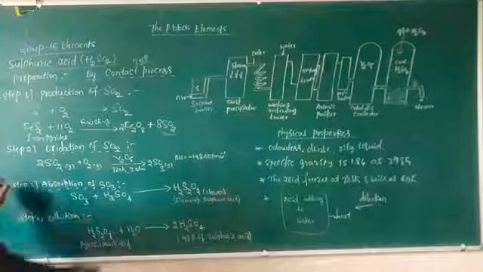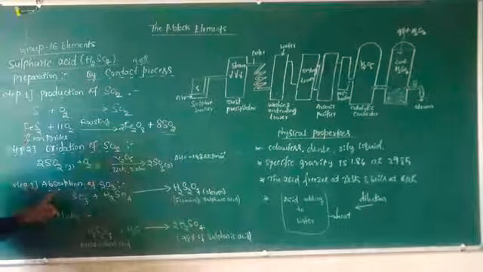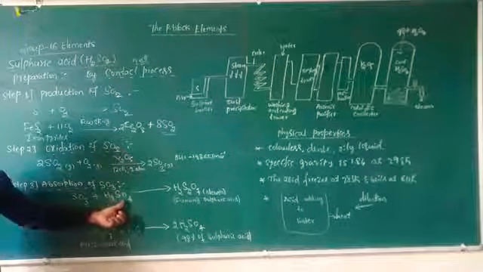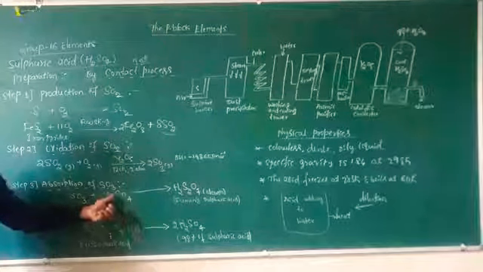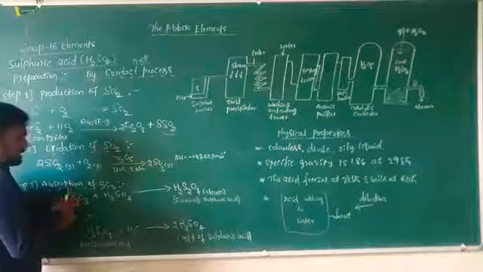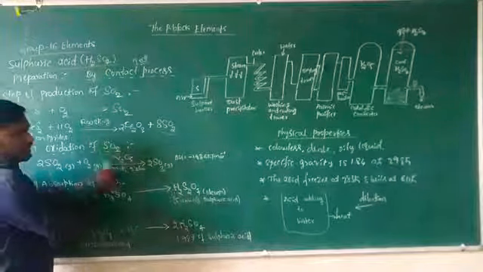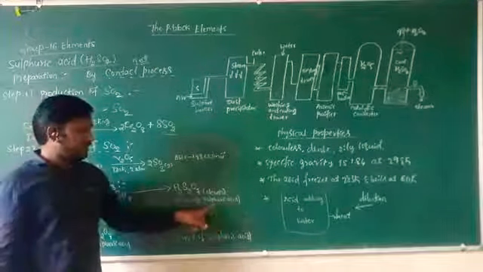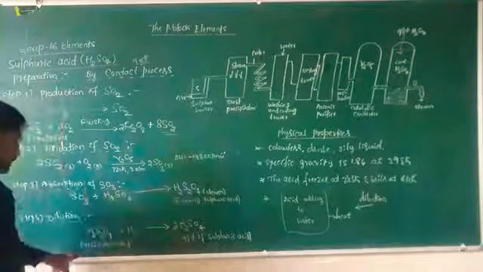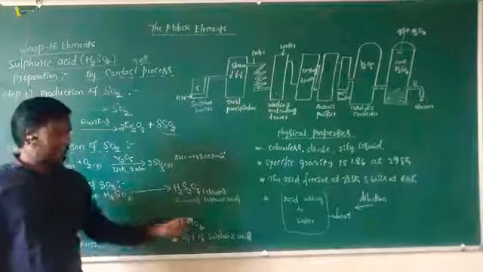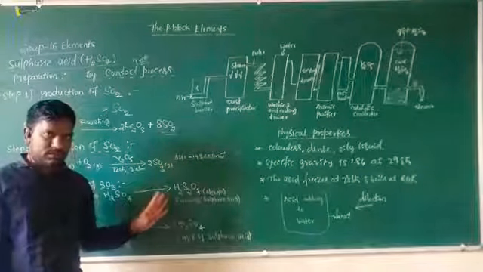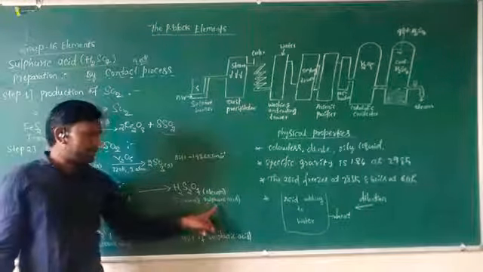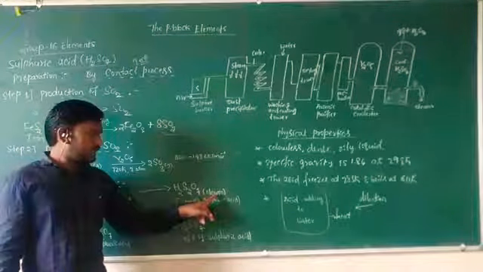In the next step, absorption of sulfur trioxide: sulfur trioxide reacts with sulfuric acid H2SO4. By adding H2SO4 to the sulfur trioxide, it converts into fuming sulfuric acid. Fuming sulfuric acid is also called pyrosulfuric acid, commonly called oleum. Three names: one is pyrosulfuric acid, another fuming sulfuric acid, another oleum.